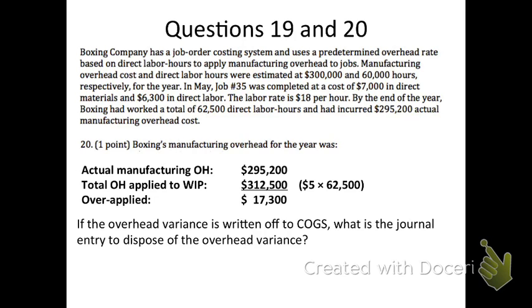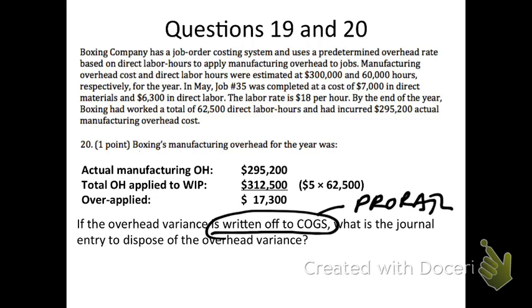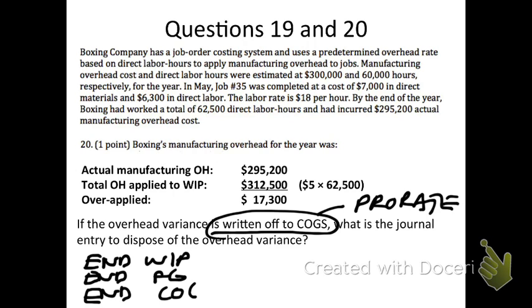Alright, now what if instead of the variance written off to cost of goods sold, we wanted to prorate the balance, or prorate the 17,300? If we wanted to prorate it, we would need to know ending work in process, ending finished goods, and ending cost of goods sold, which we don't know in this problem, but you could get the total of those, and you would get a relative percentage of each ending balance of the total and multiply it times the 17,300. So, do you know how to prorate the variance into the various ending balances in the inventory and the cost of goods sold account?